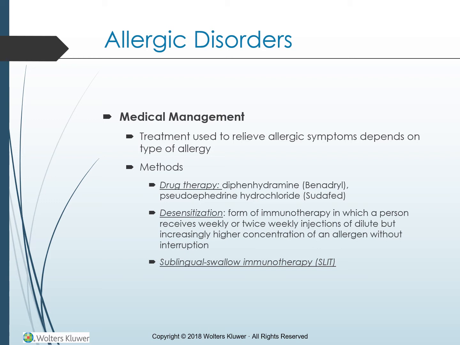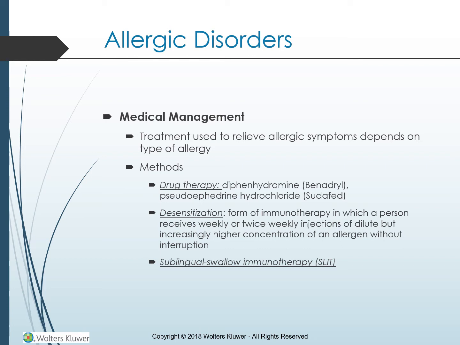Desensitization is another option. Desensitization is a form of immunotherapy in which a person receives weekly or twice weekly injections of dilute but increasingly higher concentrations of an allergen without interruption. Repeated exposure to the weak antigen promotes the production of IgG, an antibody that blocks IgE so it cannot stimulate mast cells. When the maximum dose is achieved after 2 to 4 months of treatment, maintenance injections are administered at longer intervals, usually every 2 to 4 weeks.